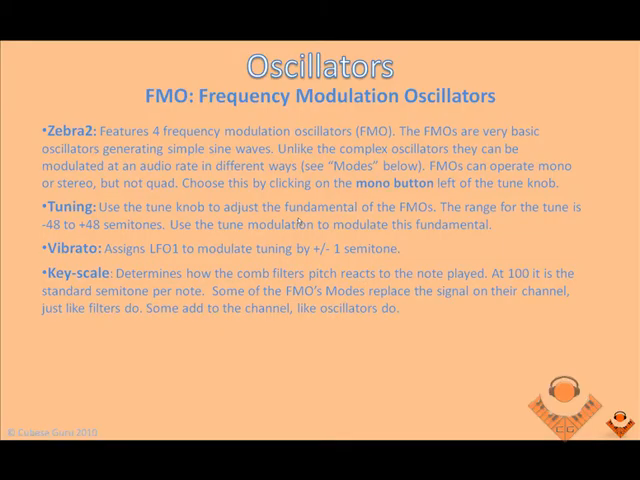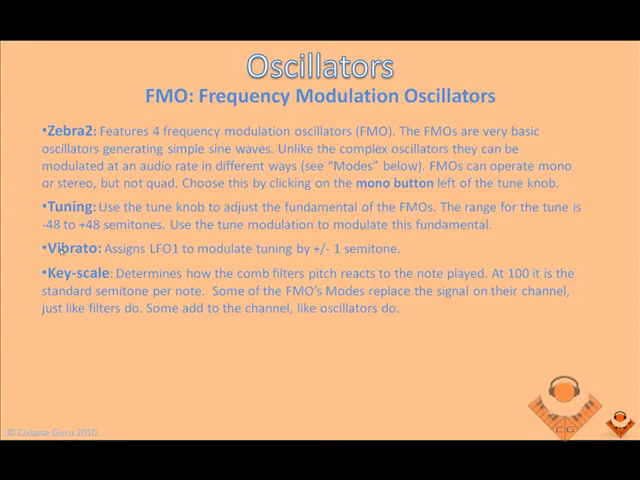Okay, let's get into some of the other oscillators that Zebra 2 has to offer. The FMO, or the frequency modulation oscillators. Zebra 2's got 4 of these modulation oscillators. They are very basic oscillators generating simple sine waves. So unlike the complex oscillators, they can be modulated at an audio rate in different ways. That's in relation to the modes, which we'll get into in a minute. FMOs can operate mono or stereo, but not quad. And there's a little mono button that I'll show you in a minute.